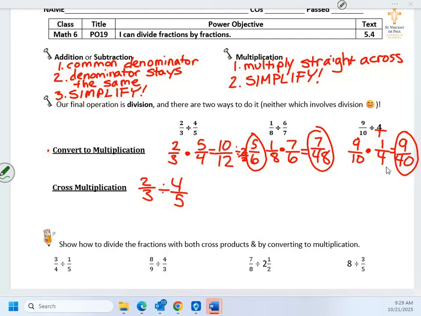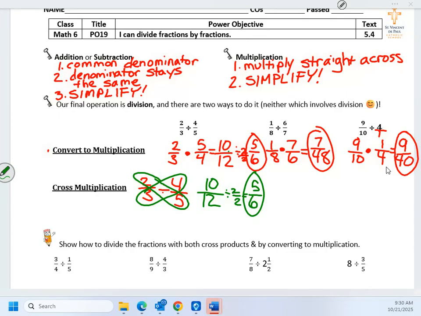Michael? Don't you do the same thing as convert to multiplication except that you go sideways instead of diagonally? Yeah. So we're going to go diagonal, and instead of dividing, we are multiplying. So that numerator's on top here, so 2 times 5 is 10. 3 times 4 is 12. Look at that, we get the same answer. We still have to simplify to get that 5/6.